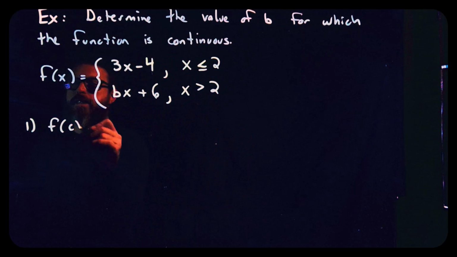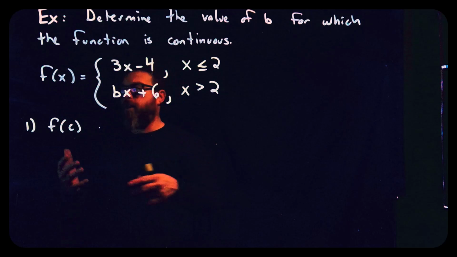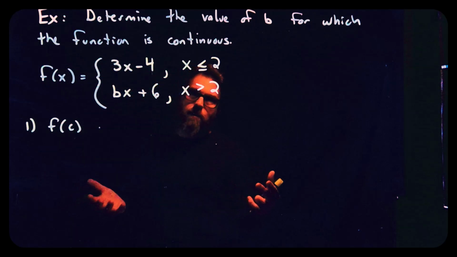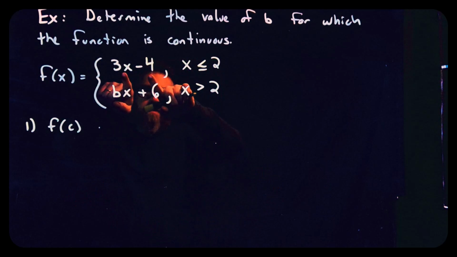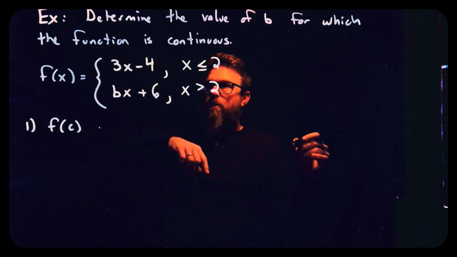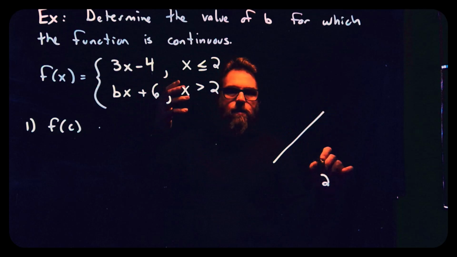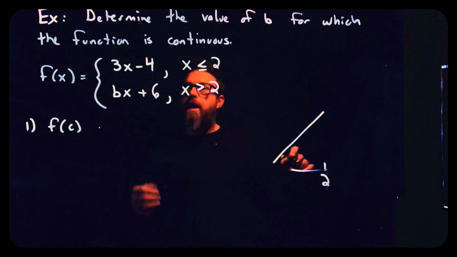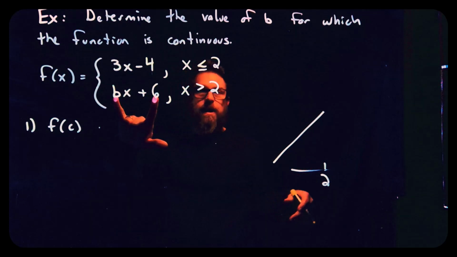F of c has to exist. Now, for f of c to exist, we have to figure out, what is that c value going to be in this particular case? So we can see that this is going to be a line that's defined everywhere less than or equal to 2. So this thing is continuous. It's going to be some line 3x minus 4 all the way till I get to this value of 2. And this is also going to be a line. I don't know what its slope is. Our job really is to find that slope.